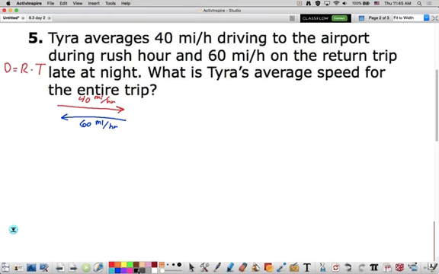And let's see, what is Tyra's average speed for the entire trip? If you watched the video, it is not this. 60 plus 40 divided by 2 is not the answer. So this problem is not that easy. Let's see, what do we have to do? Give me a suggestion. What should I do?